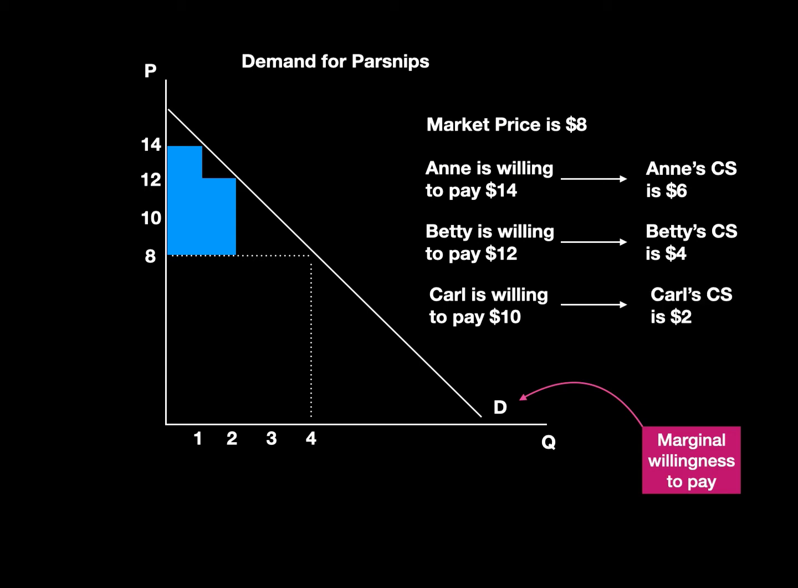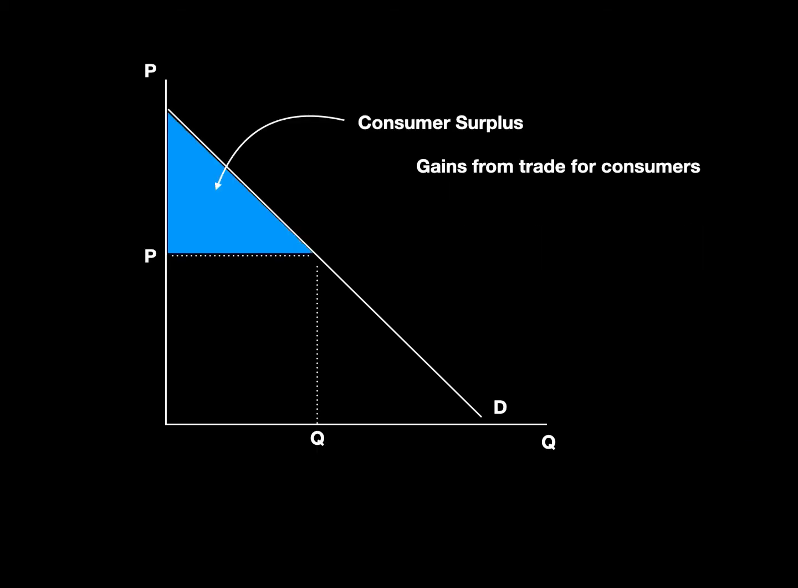His consumer surplus is once again the difference between his willingness to pay and the market price. It can be represented in the graph as the area below the demand curve and above the market price. In a competitive market where there are many consumers, the consumer surplus is equal to the area of the triangle below the demand curve and above the market price. The consumer surplus represents the gains from trade for all the consumers in the market.